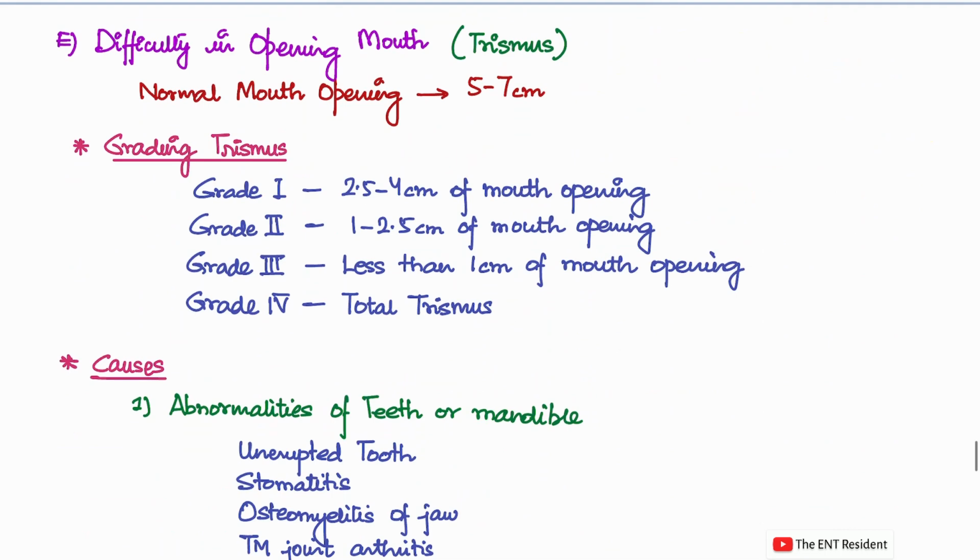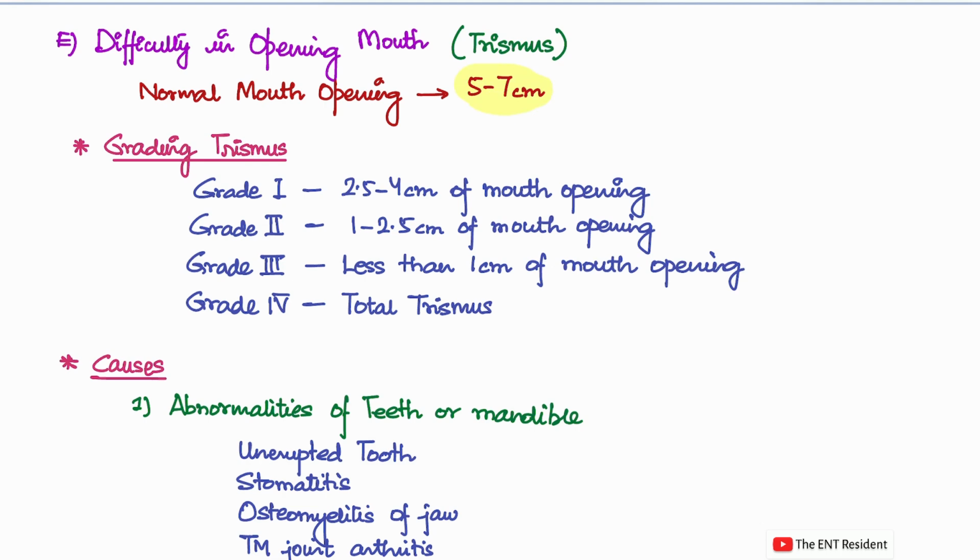Next is difficulty in opening mouth, also known as trismus. Now, when you are asking the patient about difficulty in opening mouth, you should first know what is the normal amount of opening of mouth. Normal amount is 5 to 7 centimeter. Anything less than that will be classified under trismus.